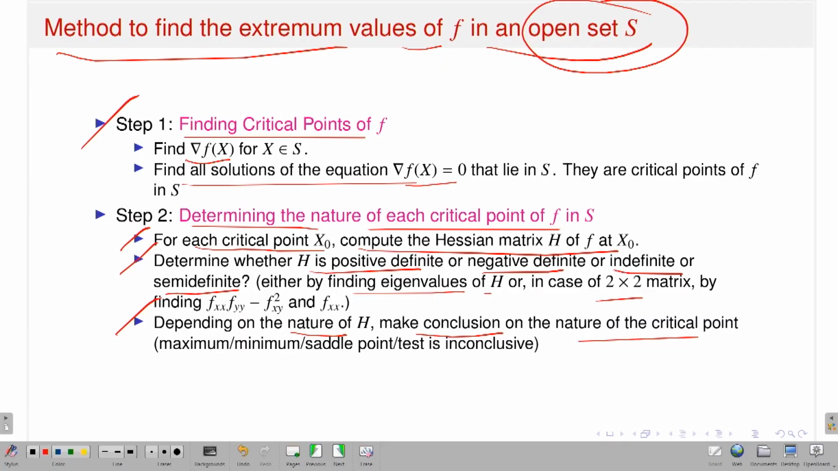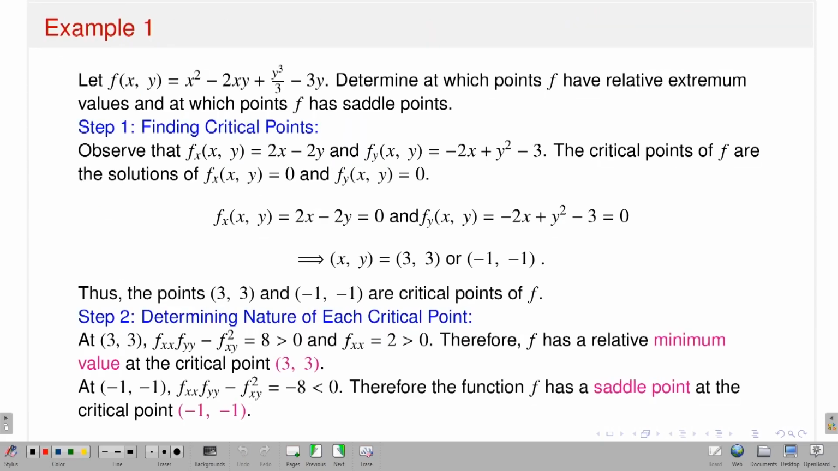So, if I give a problem, find the extremum values of these functions, what you have to do is first find the critical points, and at the critical points calculate your Hessian matrix. Once you have the Hessian matrix, you find its nature, and depending on the nature, you conclude what happens at that critical point. Let me see some examples, then it will be more clear.